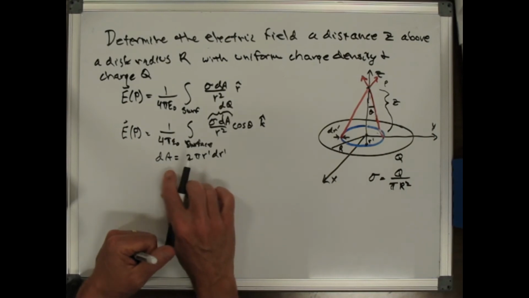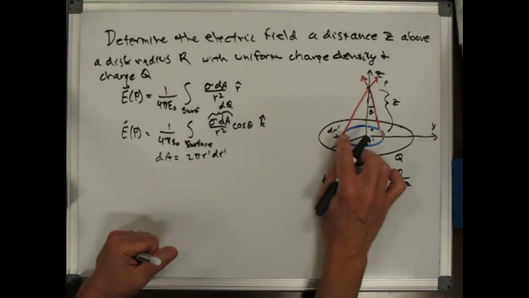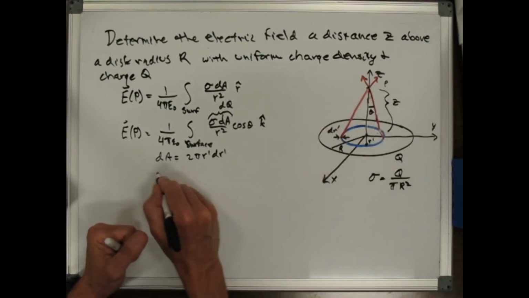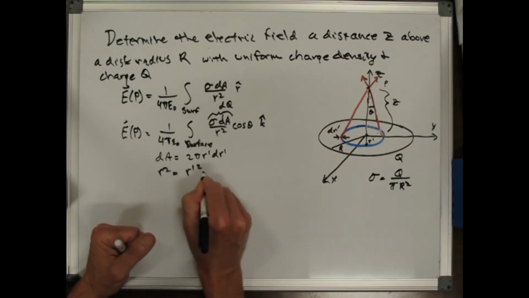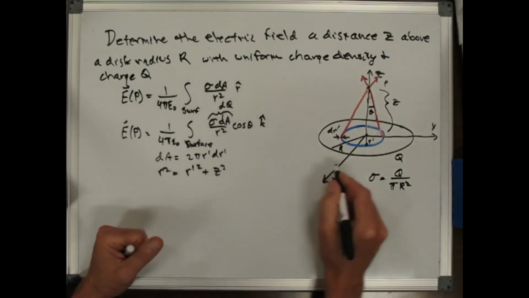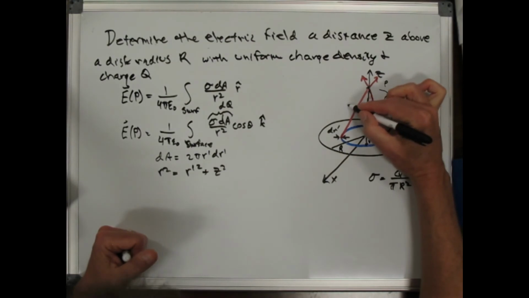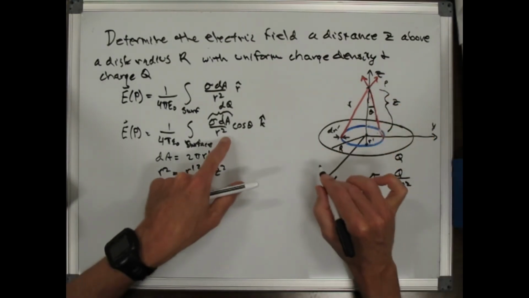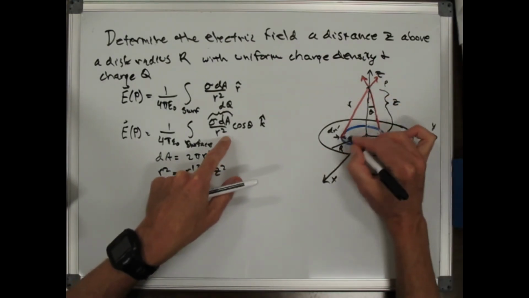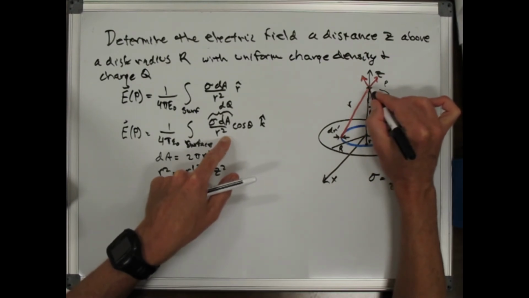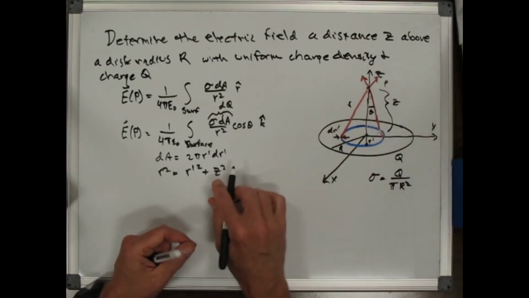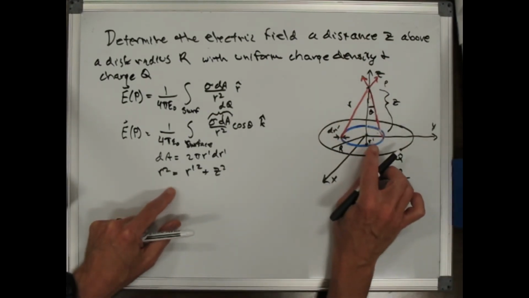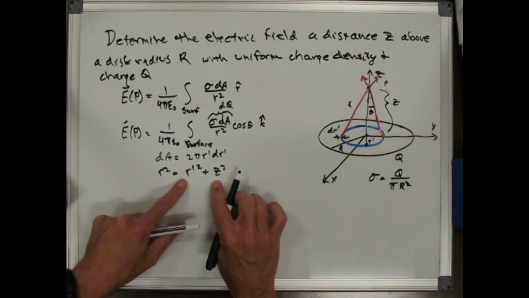And so that's my dA. The r squared in here is this distance. And so the thing that's called r squared is really equal to r prime squared plus z squared, right? This is my r. In my electric field, it's the distance between the charge that I'm after and the point of the electric field, but that's just the square root of this distance squared plus that distance squared. And so in my problem, I'm going to write it this way.